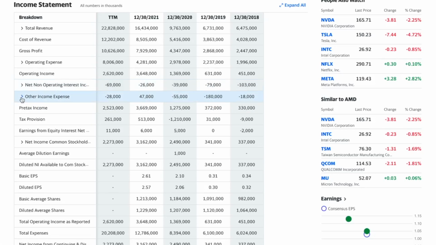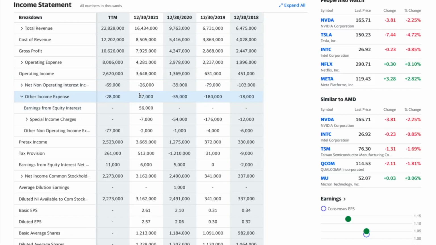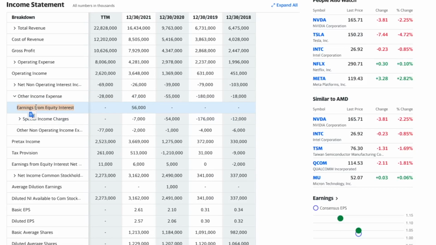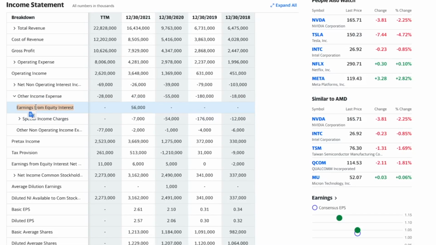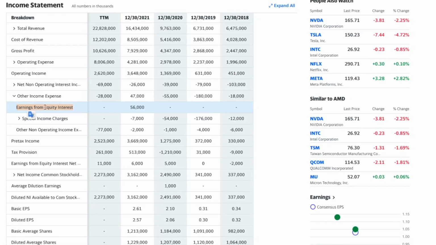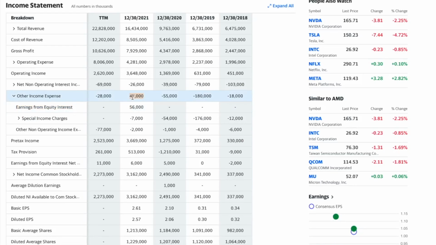And next in the list, we have other income expenses. This company has been able to generate $47 million, and this is earning from equity interest. Earning from equity interest is the amount the company earns from investment, which is known as the equity from interest, and this amount is around $47 million.